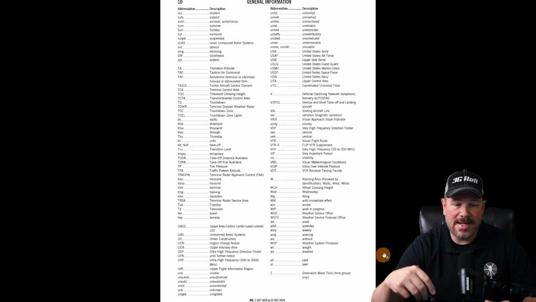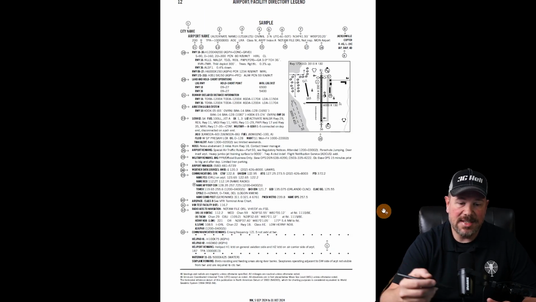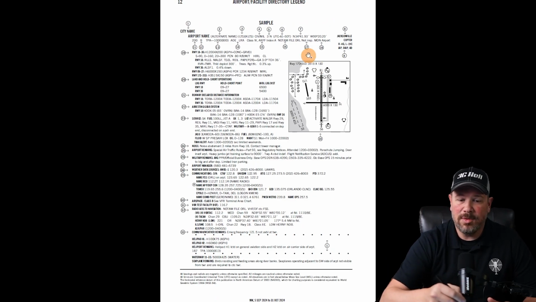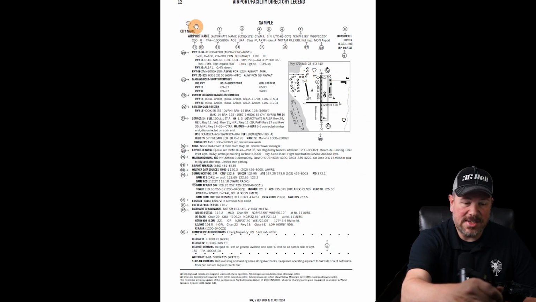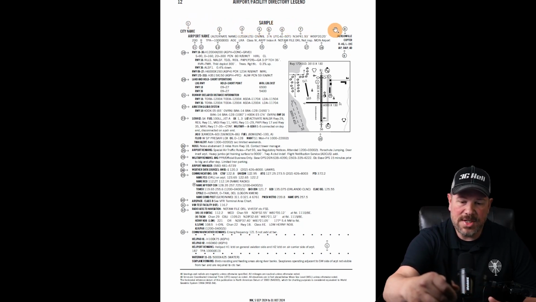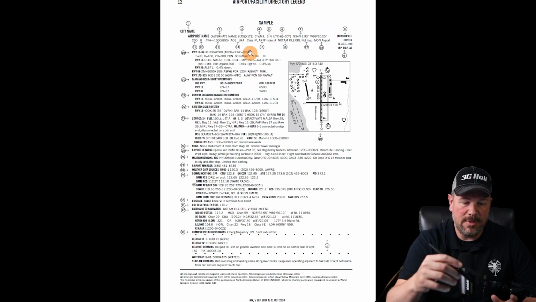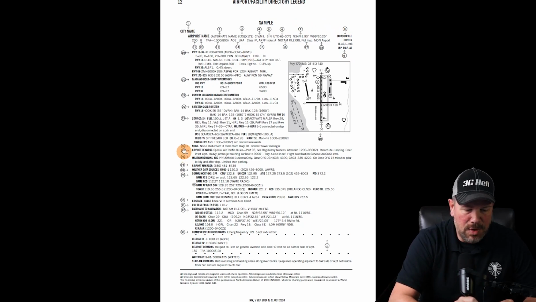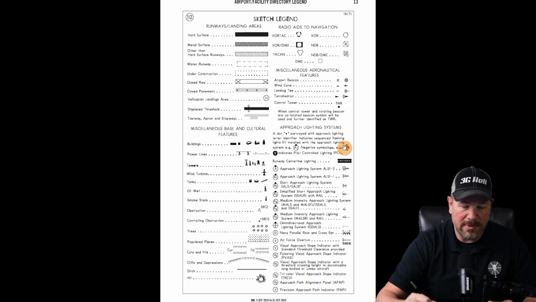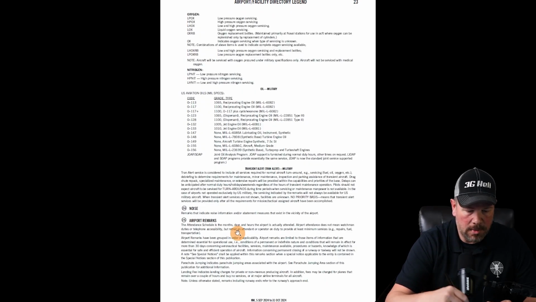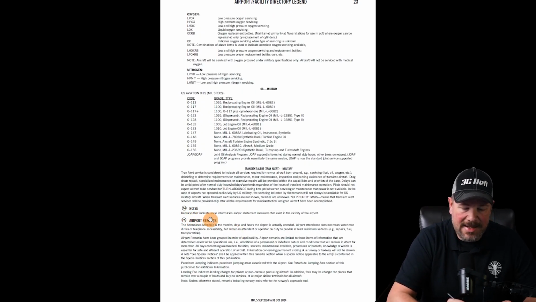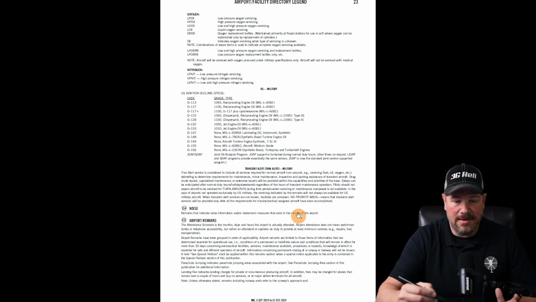The legend section comes up next, and the legend basically gives you a sample AFD, or airport facility directory, legend, and it starts up here, and there are these little numbers that are associated with the different parts. And if you want to know, hey, what is a noise number 24, we go to the following pages and we look at number 24, which is noise, remarks that indicate noise information and/or abatement measures that exist in the vicinity of the airport.